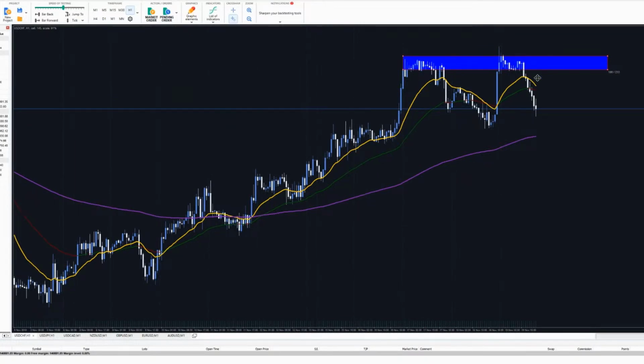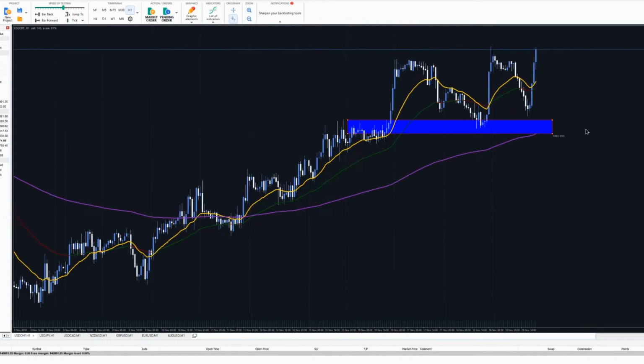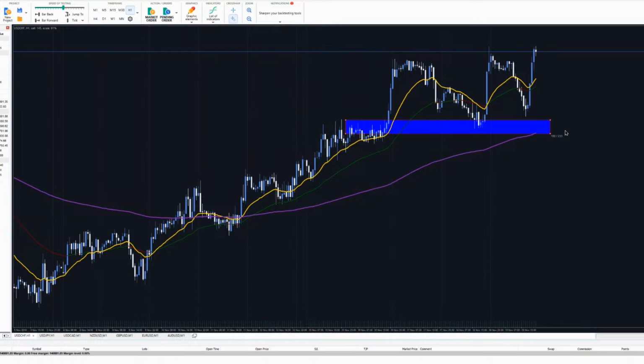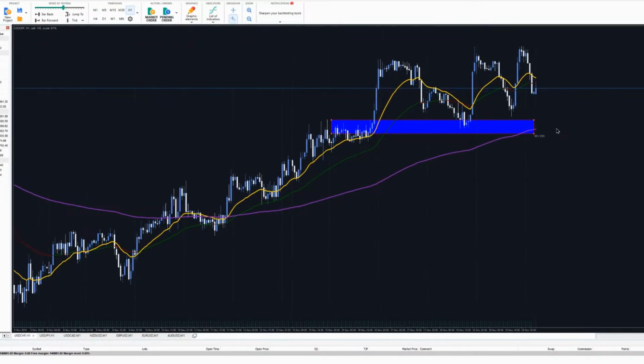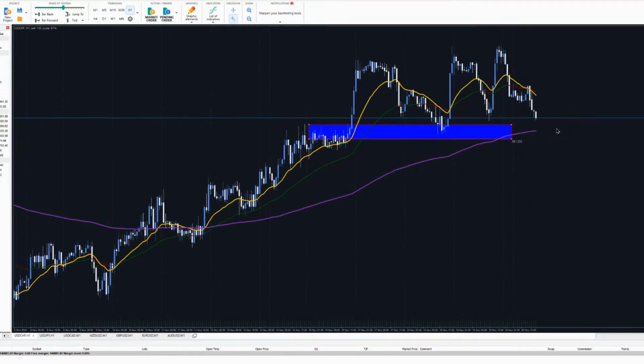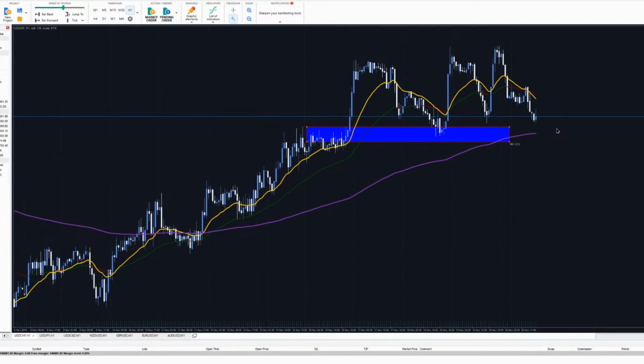So the rules of the system are, here's a support level, this same level that we bought before. Just going to try and buy it again. I have no idea if it's going to work or not. Didn't quite hit it, so would have missed that. But it's coming back into it. If it comes back into it, we'll buy it.